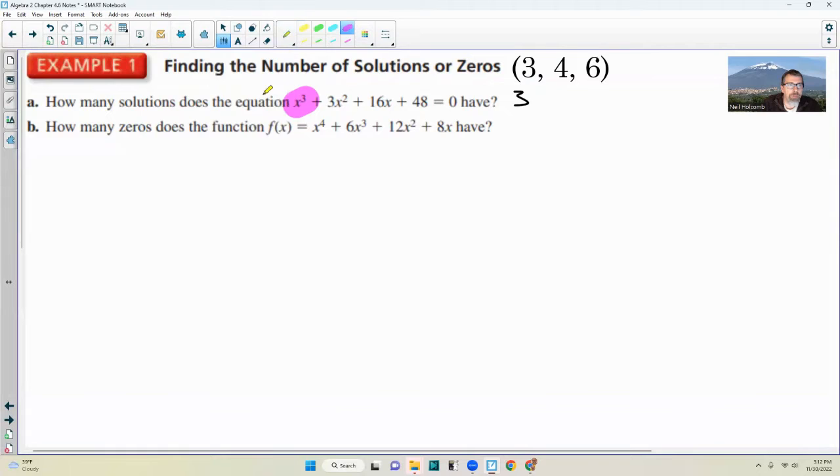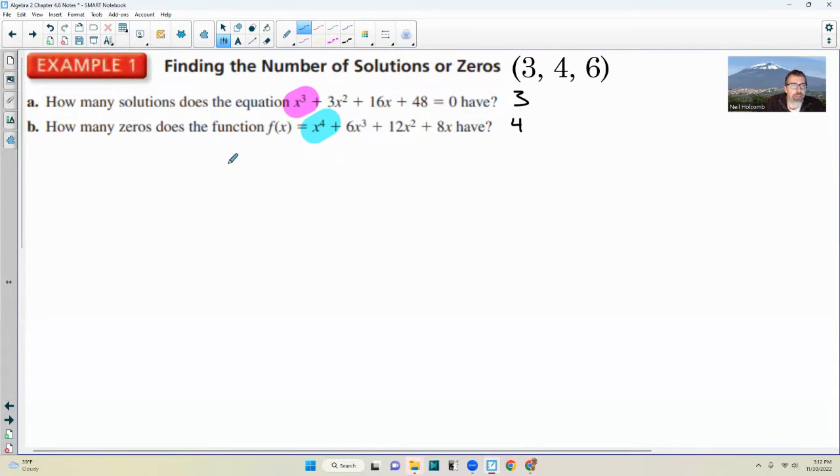And the next one, how many zeros does the function f of x equals x to the 4th plus 6x cubed plus 12x squared plus 8x have? 4, 3, 2, 1. This is in standard form. The first term is x to the 4th. Therefore, it has 4 solutions by the fundamental theorem of algebra. All right. Now, it doesn't say here to find the solutions, but it does say finding the number of solutions.